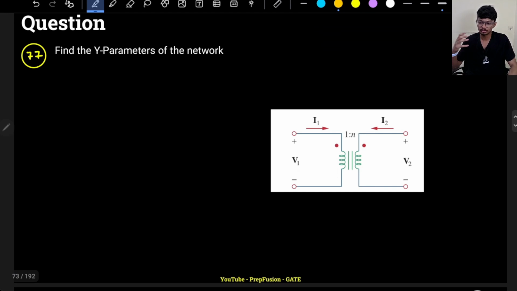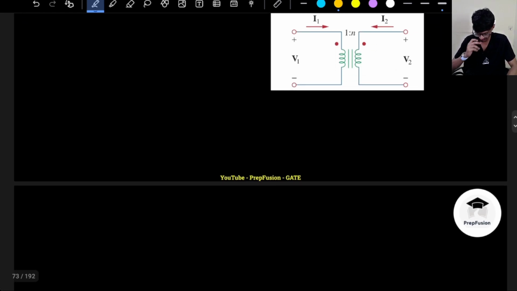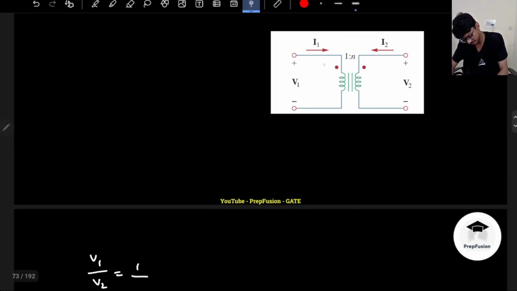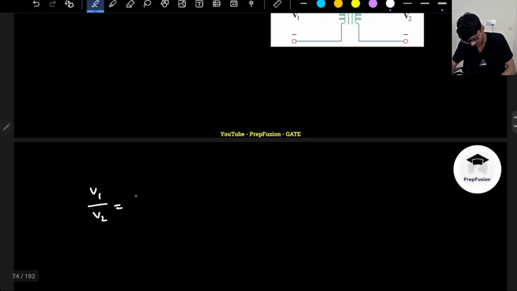So now let's find out the y parameter for a few basic networks. So let's say for a transformer, will the y parameter exist for a transformer? Again the same thing, the y parameter will not exist. Why? Because if I write the turns ratio of the transformer, v1 by v2 will be 1 by n, because 1 is on this side, n is on the other side.